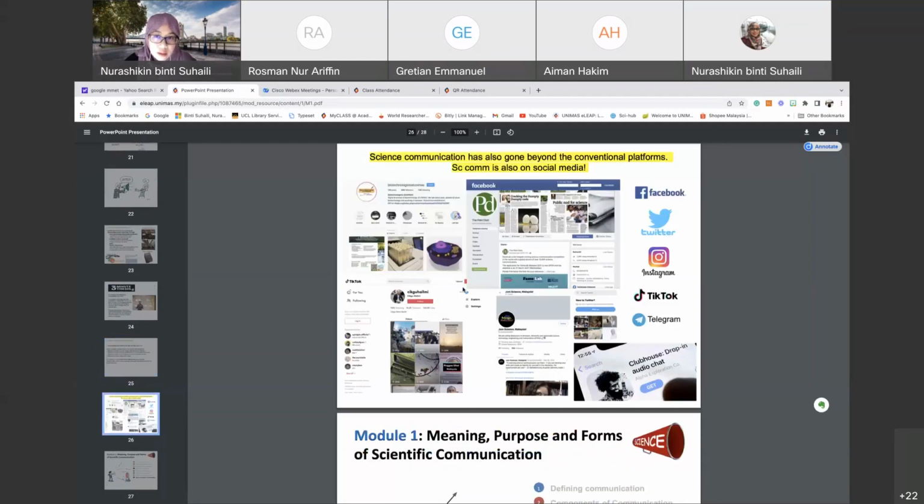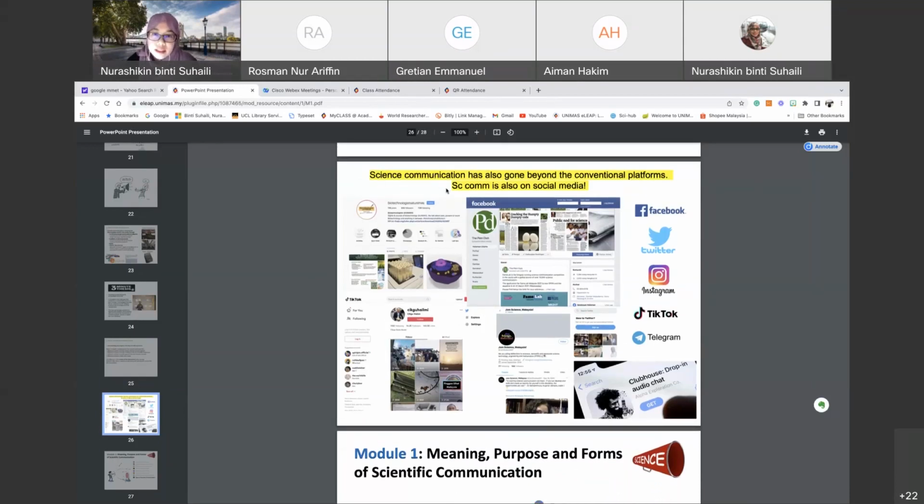Scientific communication can also happen on social media. When we say scientific communication, it refers to something more formal. But when we say science communication, it is more casual. There is actually a difference. When you say science communication, it can happen on social media as well.